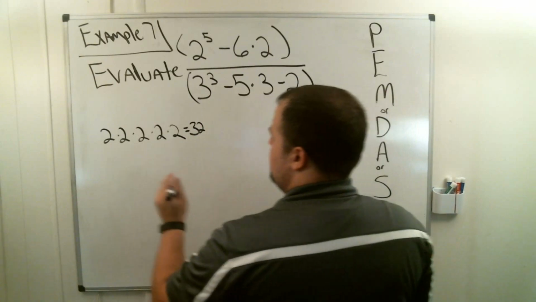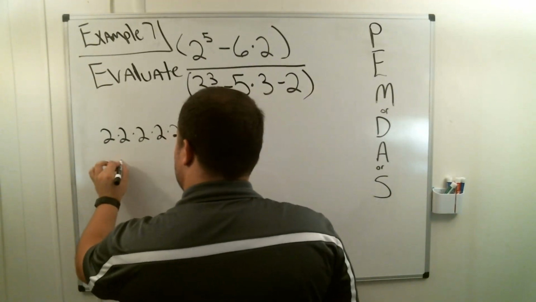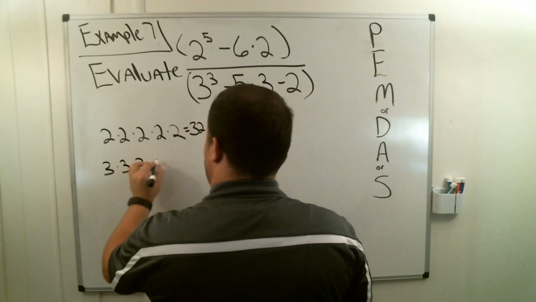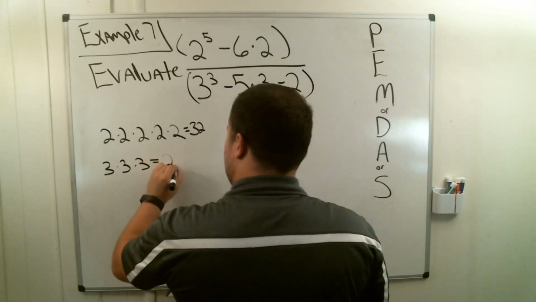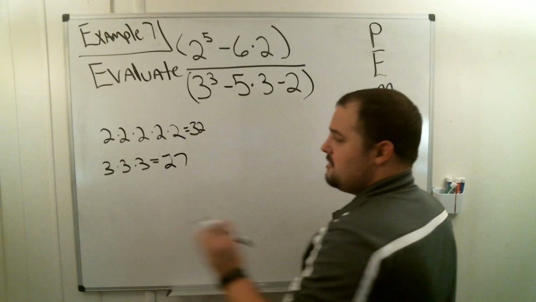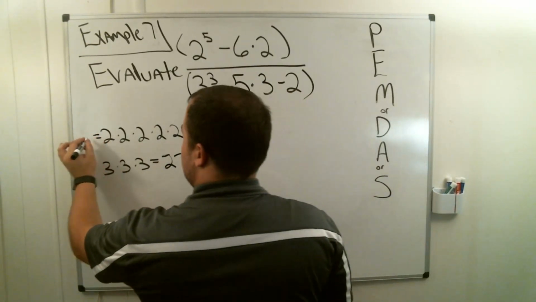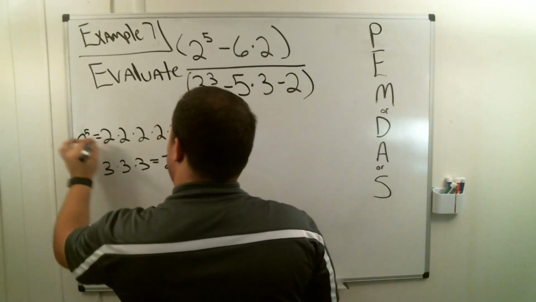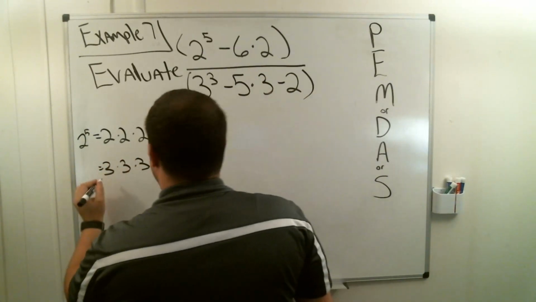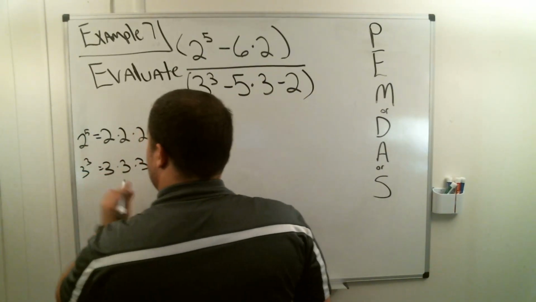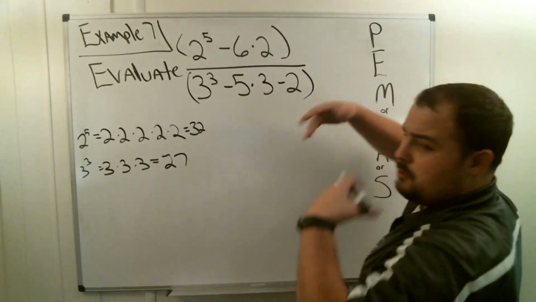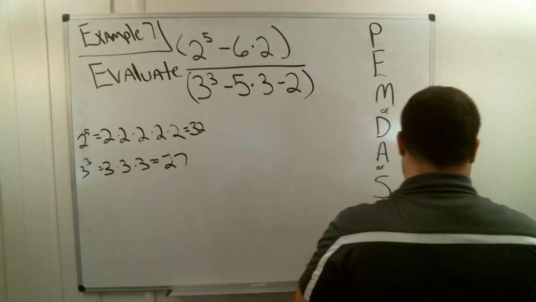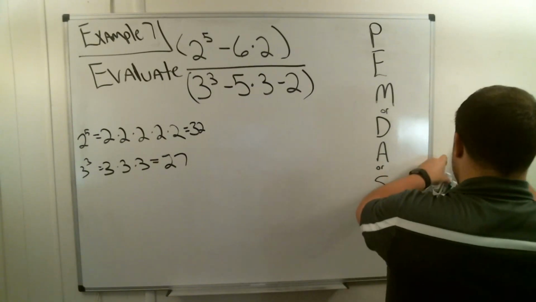This one says 3 to the 3rd power. So that means 3 times 3 times 3. 3 times 3 is 9. 9 times 3, that's 27. Now, I'm going to write this so that we know that 2 to the 5th power is equal to 32, and 3 to the 3rd power is equal to 27. So I'm going to rewrite this problem with those changed, if you guys are okay with that. I'm going to change colors here.